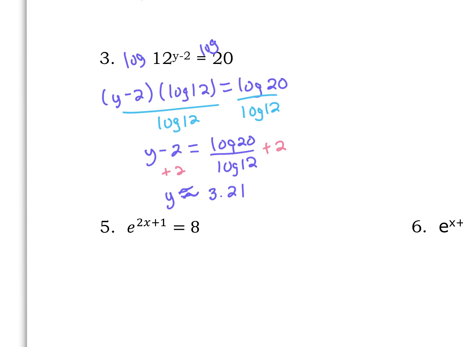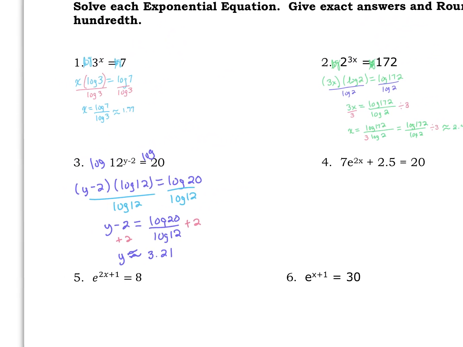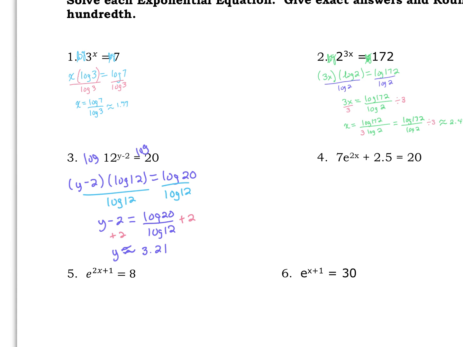All right. Now I need you to notice these first few examples. We had a base that was just a single number. But these last three examples, if you notice, the base is e. So I want you to think about the fact that instead of taking the log of both sides, we know that log base e is the same thing as ln. So instead of taking the log of both sides, we are going to take the ln of both sides.